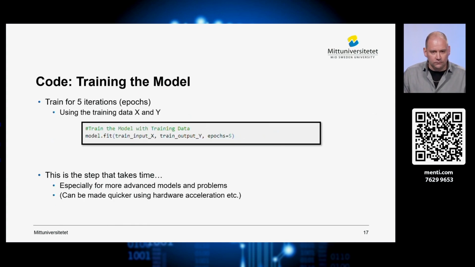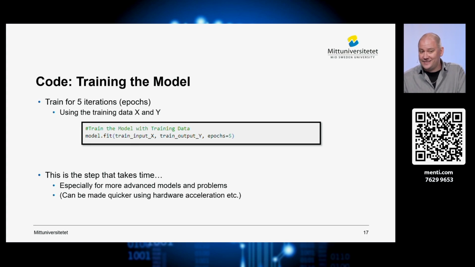After this, we train it. We just tell TensorFlow to, okay, start training. And in this example, we start by telling it to train for 5 iterations using the training data X and Y, the 2 arrays that we had. So we use model.fit, which is the training command for TensorFlow. And then we just give it the X values and the Y values. And then we tell it to train for 5 epochs, basically 5 iterations through this.